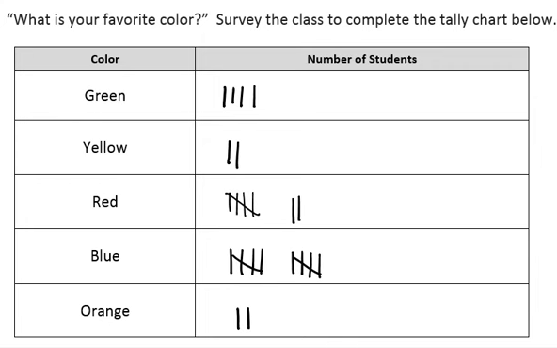One thing that we need to note on this is when we use tally marks, every group of 5, the 5th tally mark is slashed through that group to show that it is a group of 5. This makes it easier to count quickly. So if I look at my totals, I can see that there are 4 for green, 2 for yellow, 7, 5 plus 2, for red, 10 for blue, and 2 for orange.